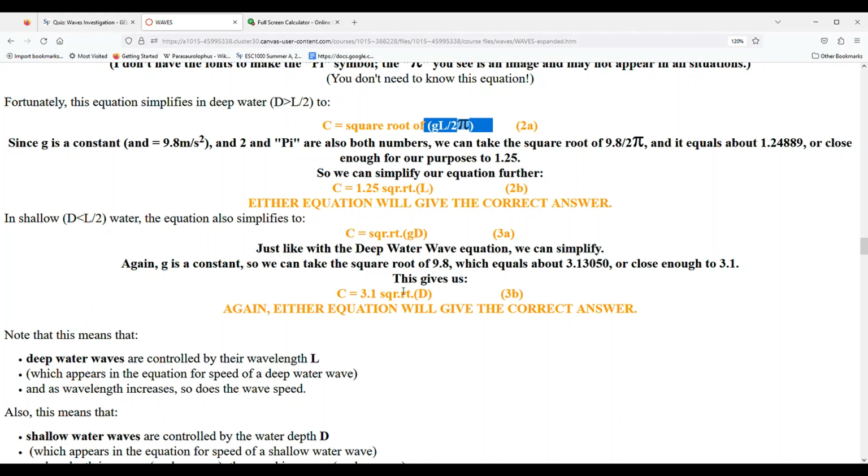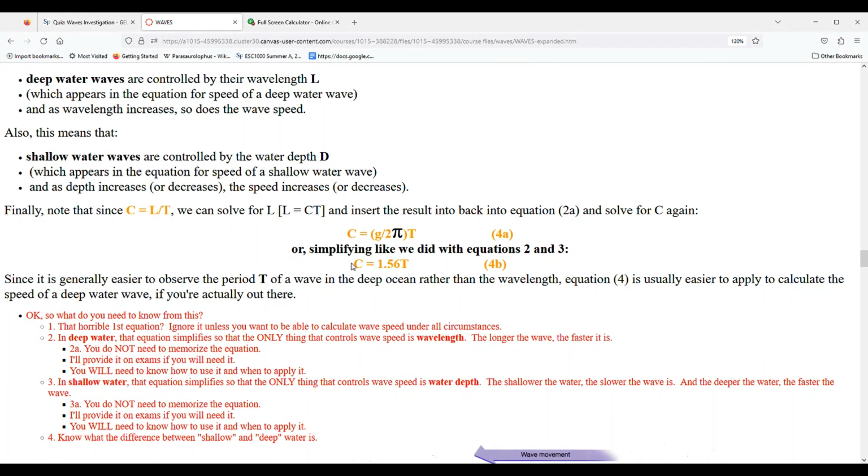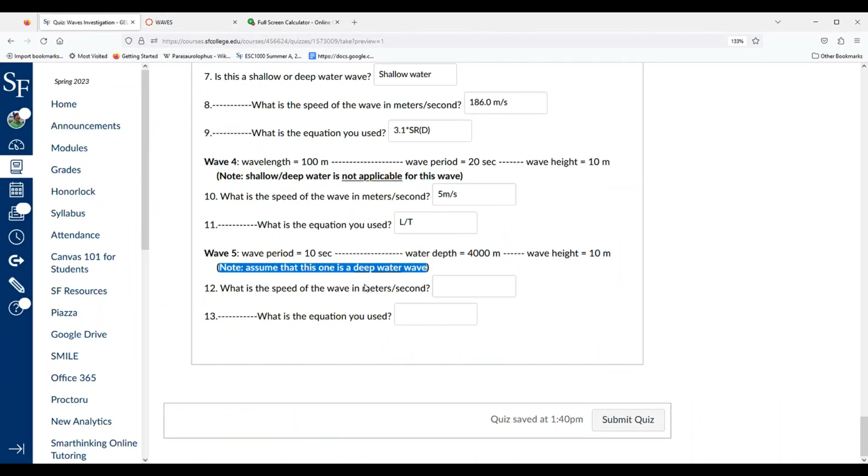But remember, we discovered that we could also use this equation to get the speed of a deep water wave, and all that we need to know in that case is the period. So if we go back to our question here, we've got a period of 10 seconds. We know that the speed of a deep water wave is 1.56 times the period, and so 1.56 times 10 is 15.6. All you got to do is move the decimal, meters per second, and that gives us our final value.